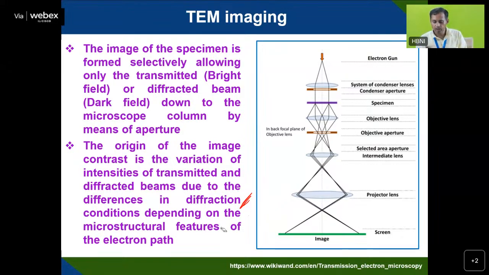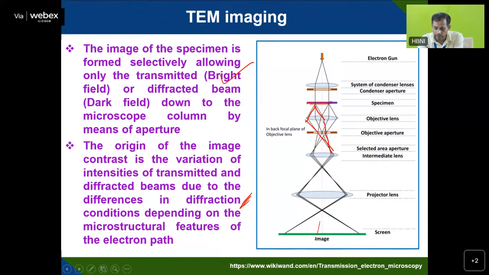Here you have an electron gun, then the condenser system, and here is the specimen, from which the electron beam is coming. This one is going straight, so this is your direct beam. If you use this direct beam, you get the image of the specimen using the direct beam, which is called a bright field image. In the case of allowing the transmitted beam, you get a bright image. If you are using a diffracted beam, like this beam, you can see after falling here, this beam is diffracted and then comes here.